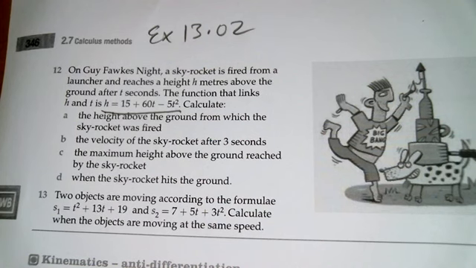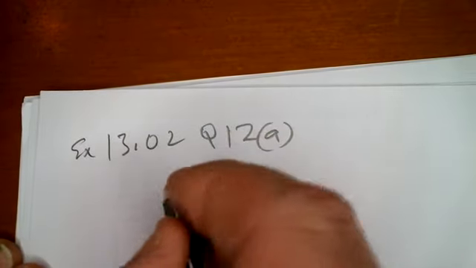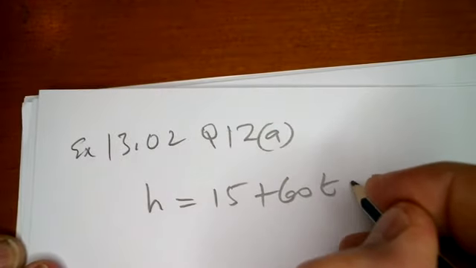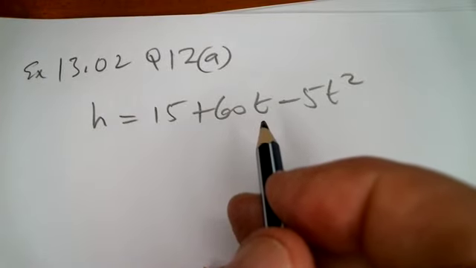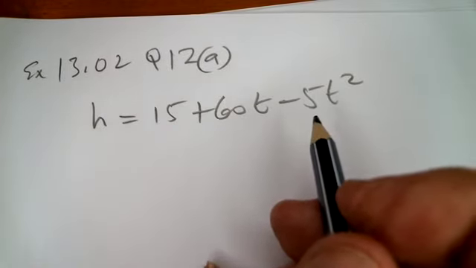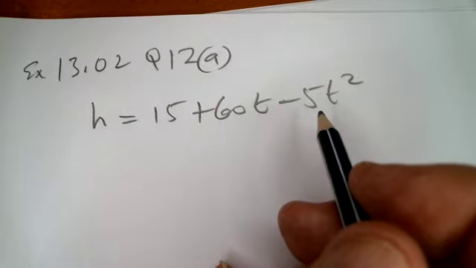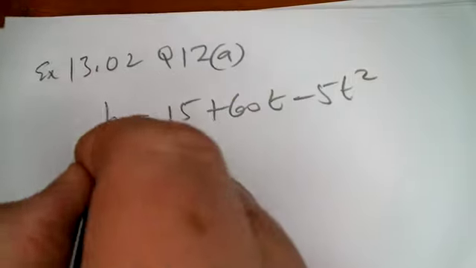First of all, A, the height above the ground from which the skyrocket is fired. So I'll write out the equation first. So here we go. It's exercise 13.02, question 12a. So the equation was h, the height above the ground, is 15 plus 60t minus 5t squared. Now, the equation in itself is for the height, but it says the height above the ground when the skyrocket was fired. So the skyrocket must have been fired when t was equal to 0. In other words, at the initial time, before anything else happened, t was equal to 0.